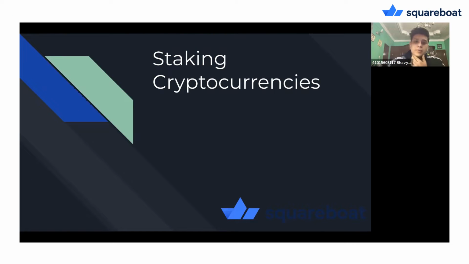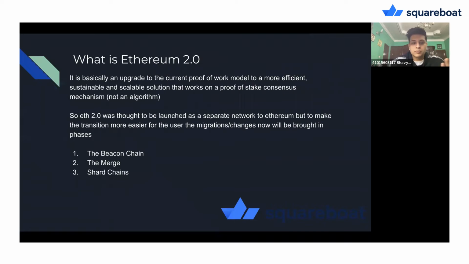The topic I have decided to give a TED talk on is staking cryptocurrency. What we are going to talk about is not staking all cryptocurrencies in general. We are going to specifically talk about staking Ethereum. As we all know, Ethereum is getting converted into Ethereum 2.0, which is basically an upgrade from the current proof of work model to a more efficient, sustainable, and scalable solution that works on a proof of stake consensus mechanism. It's a mechanism rather than an algorithm, because an algorithm is something that you have to run on your own, but a mechanism is more dependent upon interactions.